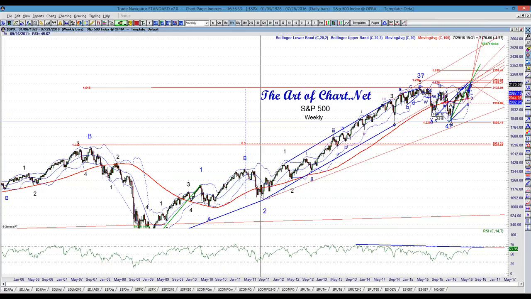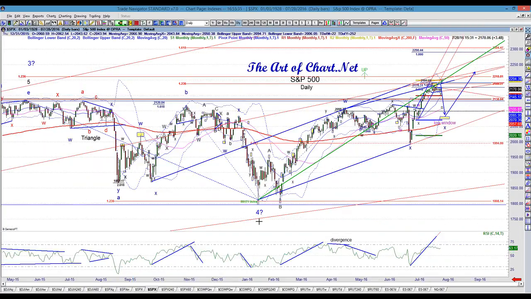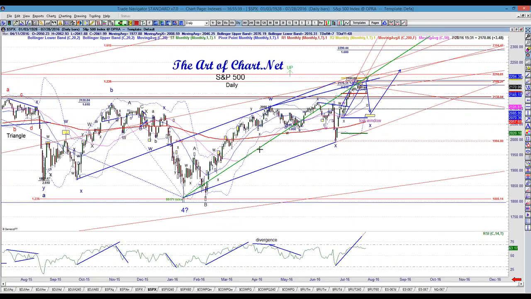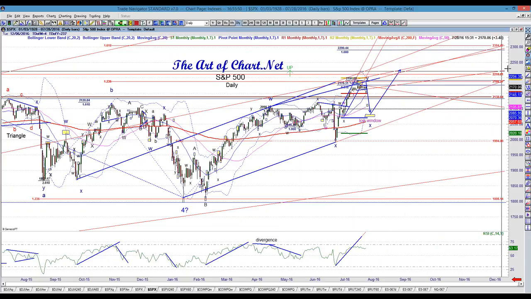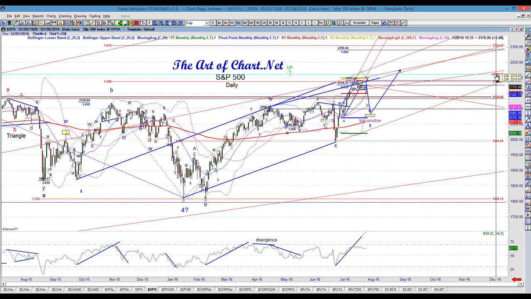So back to a daily chart, right? Could this be basically a contracting diagonal on a daily basis? Let me take out the green line here because it's kind of confusing. Could this be a contracting diagonal, which is a WXYXZ? We're down to our short target of 2210, which is our Fibonacci expansion of 1.236. Could that be it? Could be.